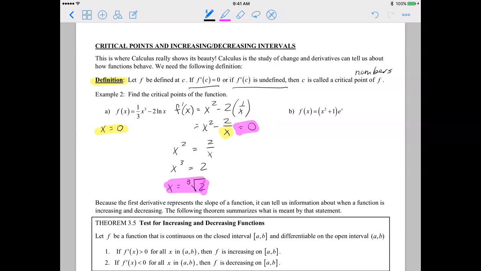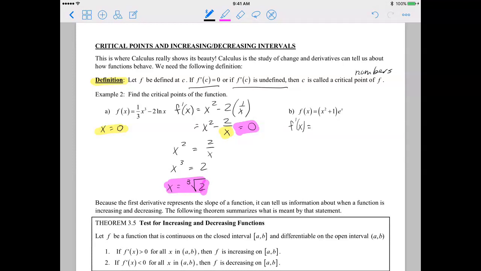Okay, so make sure that you are checking both. You need to make sure that your derivative is defined, and if it's not defined, then that particular value is called a critical point. Okay, example B, we have x squared plus 1 times e to the x, so this is going to be a product rule in order to find its derivative.